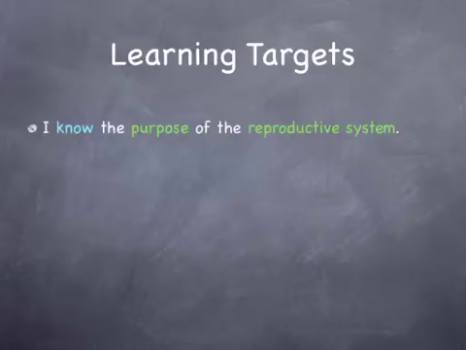First thing that I expect you to get out of this unit is that you know the purpose of the reproductive system. So knowing something means you might define it or you might make a statement about it. And purpose is what is the reason for the reproductive system in the body as a whole. And when we think of reproductive system, we think of the parts that allow us to reproduce or increase the number of species in our population.